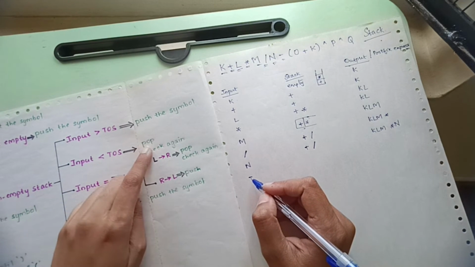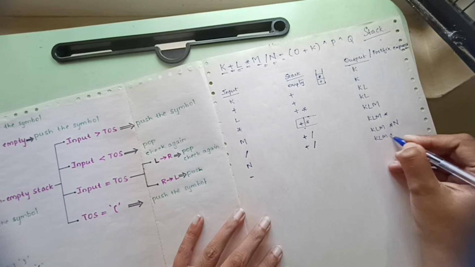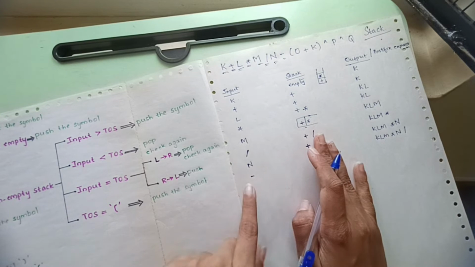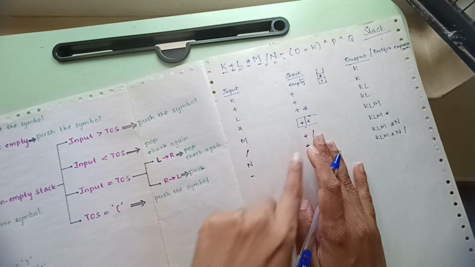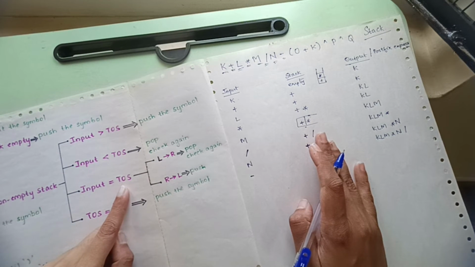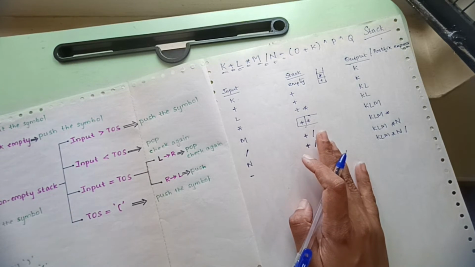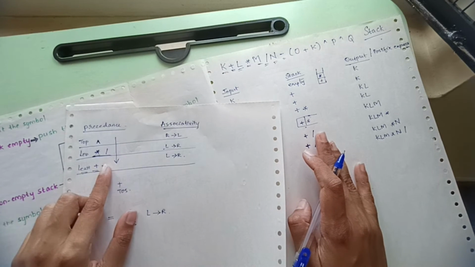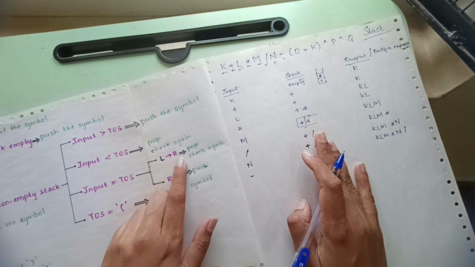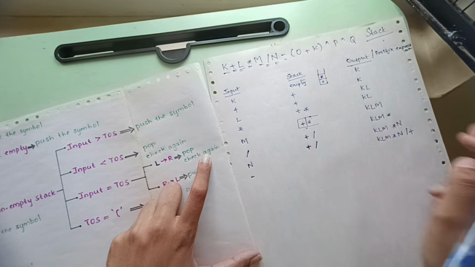In that case, what do we have to do? Pop and check again. So we are going to pop this slash out. So KLM star N division. We have popped it. Now the stack has only plus. Check again the precedence of minus and plus, which have the same precedence. So input is equal to TOS. If they have the same precedence, we have to check for associativity. Minus and plus have associativity L to R. So we have to use this L to R rule: pop, check again. So we are going to pop this plus as well.